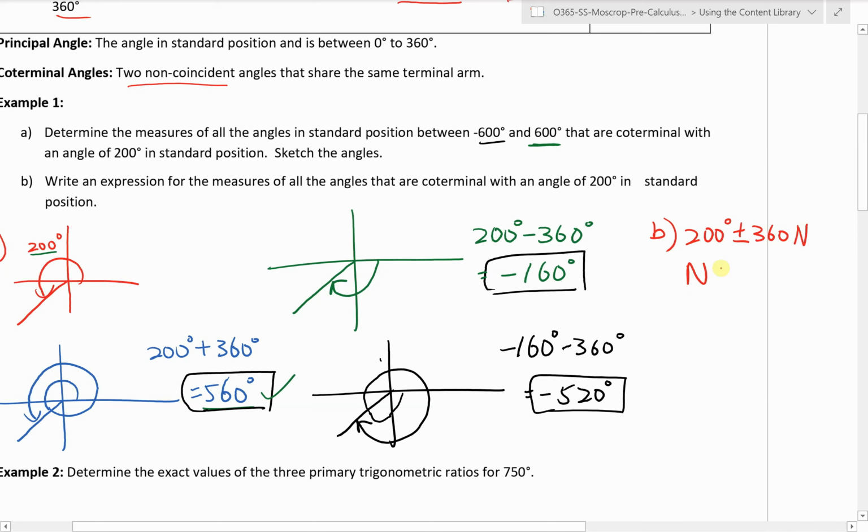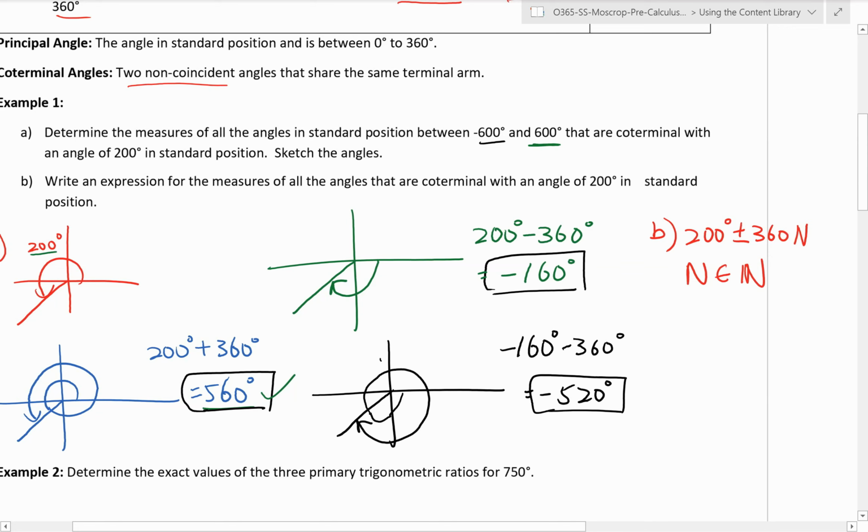N is the element of natural numbers. I guess the symbol for natural numbers is pretty much like an N, okay? Keep that in mind. And natural numbers are 1, 2, 3, 4, 5. Does not include 0, okay? 200 degrees is not coterminal with itself, okay?